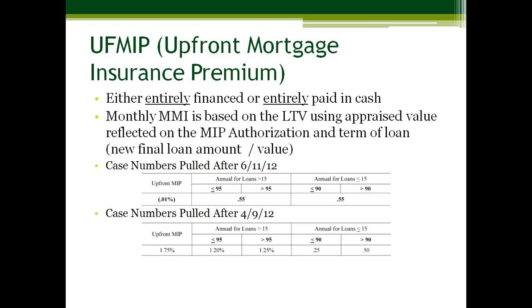For case numbers pulled after April 9th of 2012, upfront MIP went from 1.0 to 1.75%. And then depending on the LTV, if you were less than or equal to 95%, you had a 1.20 on the monthly MI. And if you're greater than 95%, you're at a 1.25. And then for anything less than or equal to 15 years, you are at 0.25, and then you're at 0.50 if you're greater than 90%.